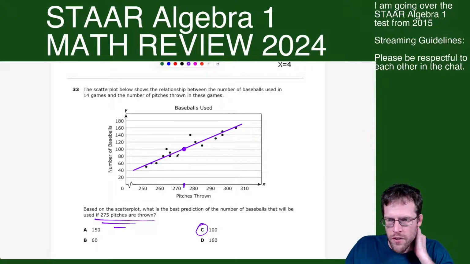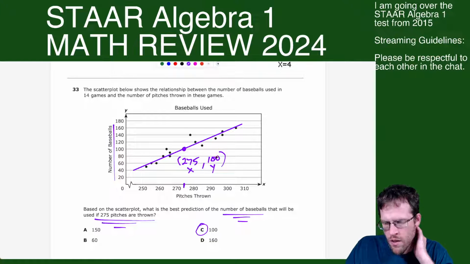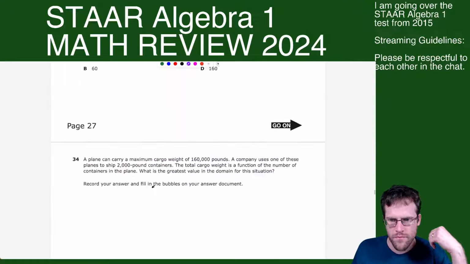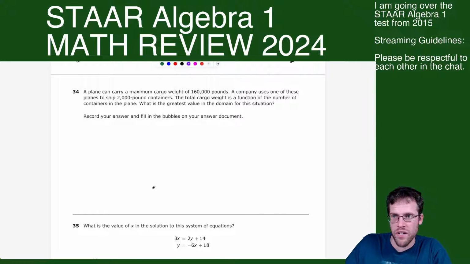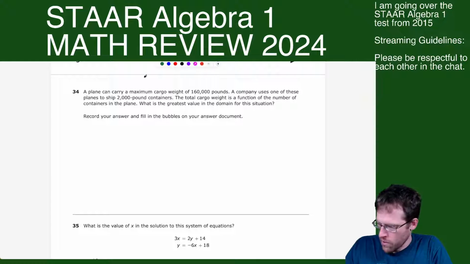Okay, so you can see here, this corresponds to 275 pitches. That's the X. And the Y would be at around 100. Okay, and Y is the number of baseballs. Okay, so what is the prediction of the number of baseballs? 100 baseballs. That's a nice question. Nice break from all that other stuff.